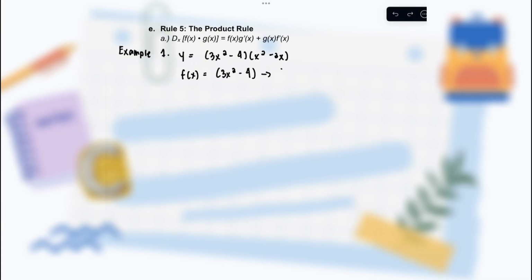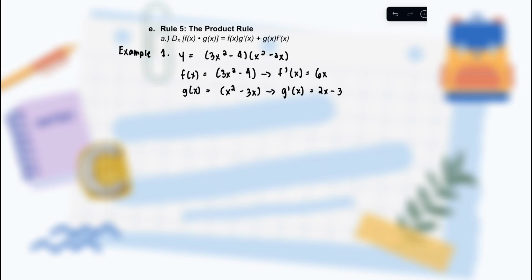And that will be our final answer for this example. Now, let us proceed to the fifth rule, which is the product rule, where the derivative of f of x times g of x is equal to f of x times g prime of x plus g of x times f prime of x. For example, y is equal to 3x squared minus 4 times x squared minus 3x. So to solve this, we need to first copy our f of x and multiply it to the derivative of the g of x, then plus the g of x multiplied to the derivative of our f of x.